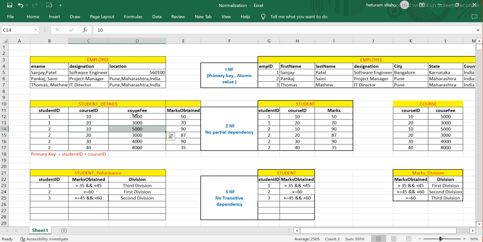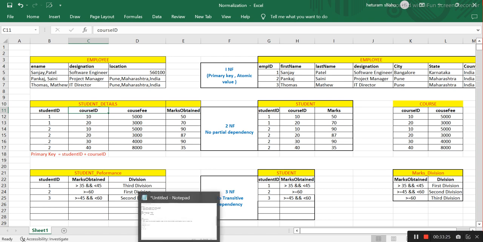So course fee is not dependent on the whole primary key, because the primary key is made up of two columns, but course fee is only dependent on course ID, which means it is partially dependent. The non-prime attribute is dependent on a part of the primary key, not the whole primary key. So this is called partial dependency, guys.